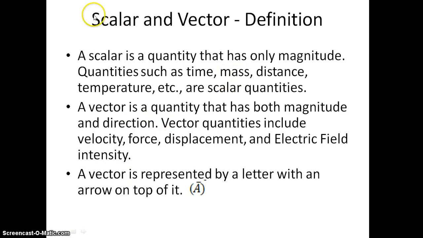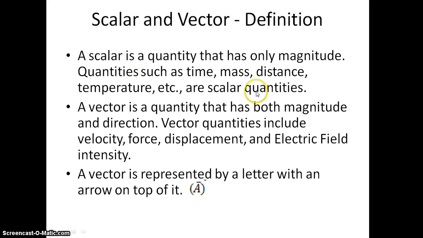Considering the review of vector algebra, let us see the definition for a scalar. A scalar is a quantity that has only magnitude. That means there is no direction. Some of the examples for scalar quantities are time, mass, distance, temperature, etc. These are examples of scalar quantities.